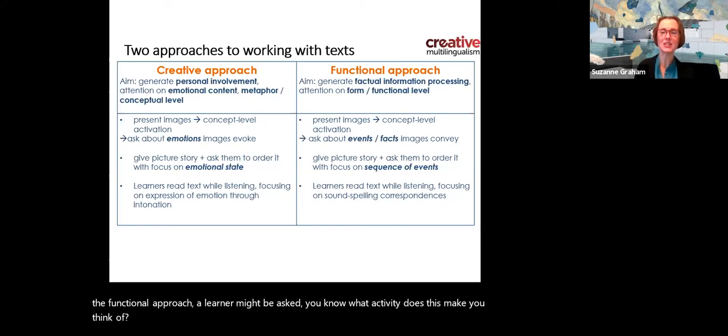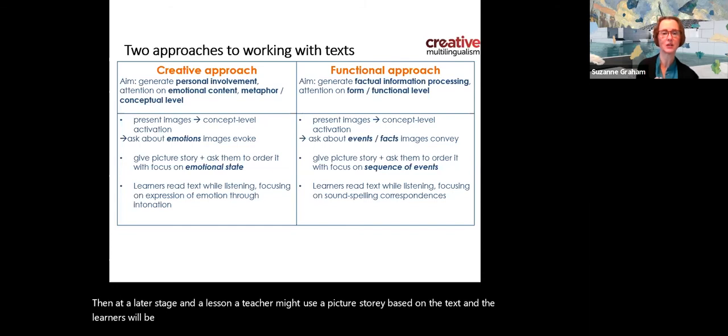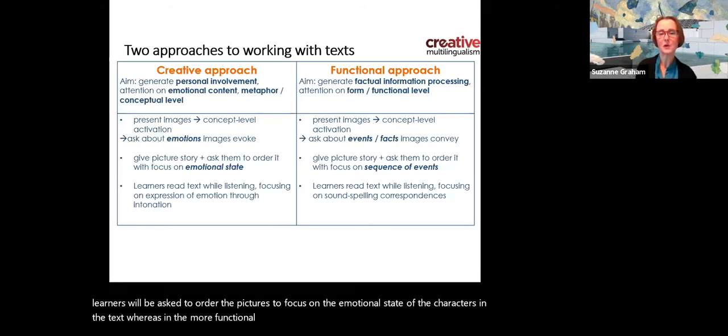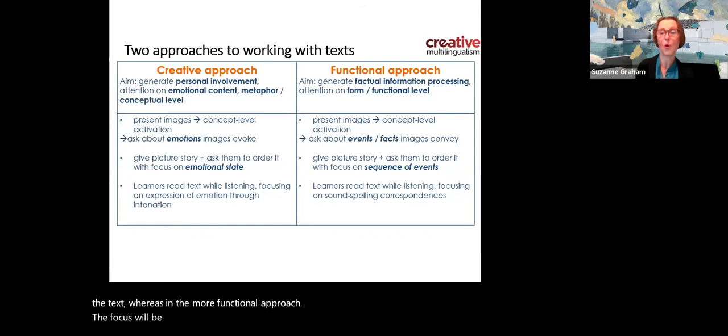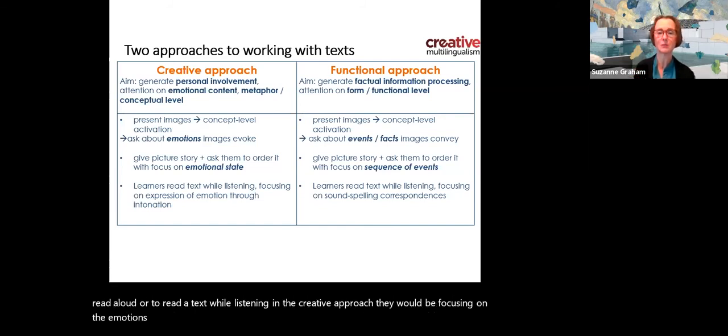Then at a later stage in a lesson, a teacher might use a picture story based on the text, and the learners would be asked to order the pictures to focus on the emotional state of the characters in the text. Whereas in the more functional approach, the focus would be on sequencing it for events and facts. And then finally, if learners were asked to read aloud or to read a text while listening, in the creative approach, they would be focusing on the emotions expressed through intonation patterns. And in the functional approach, the focus would be on sound spelling correspondences.